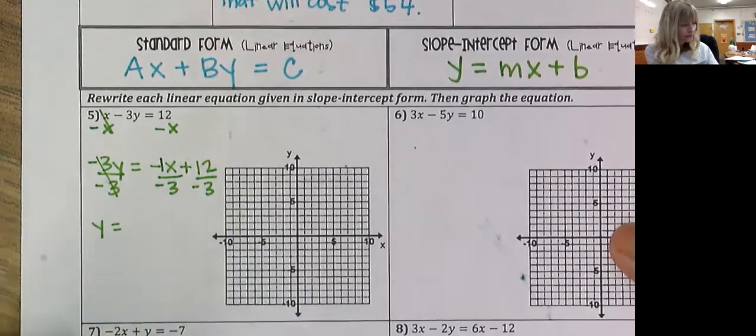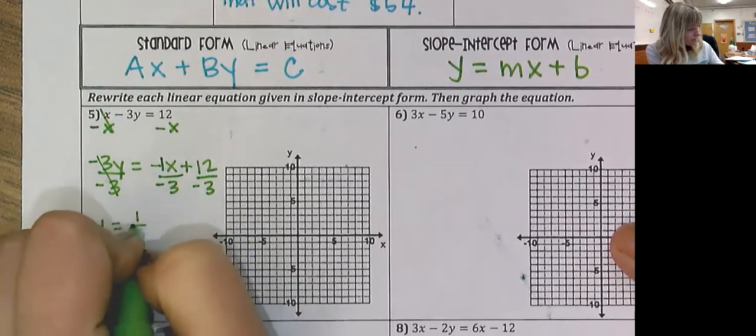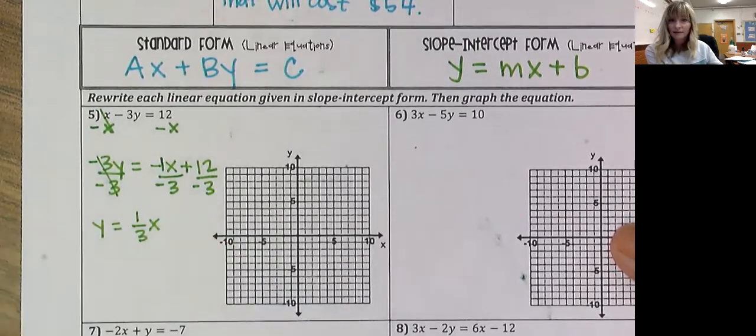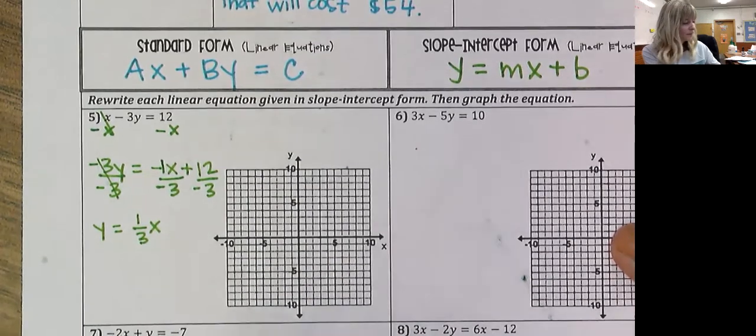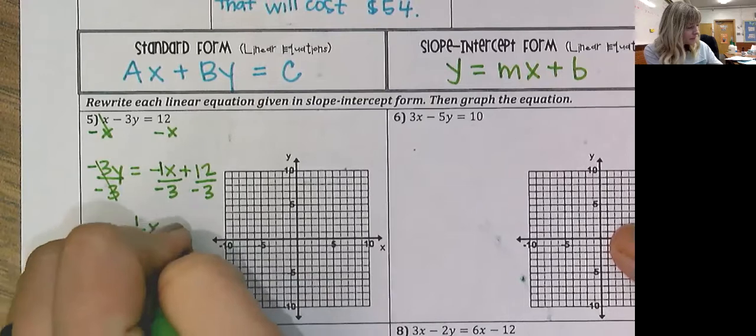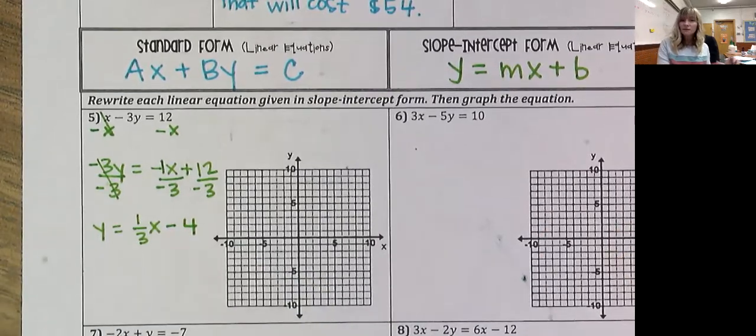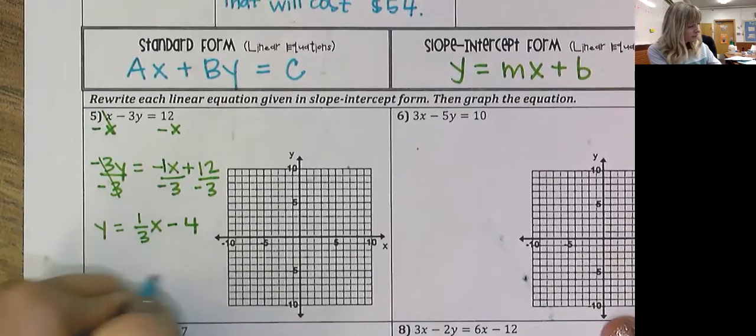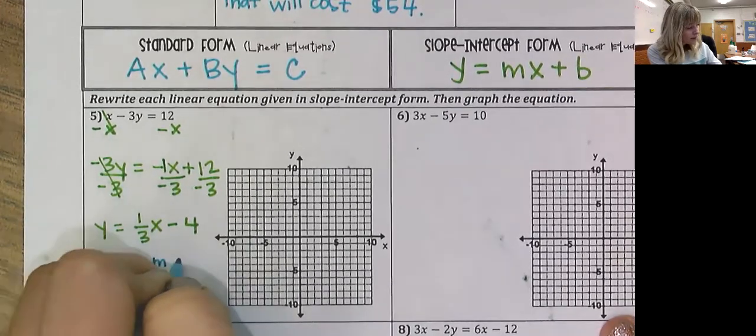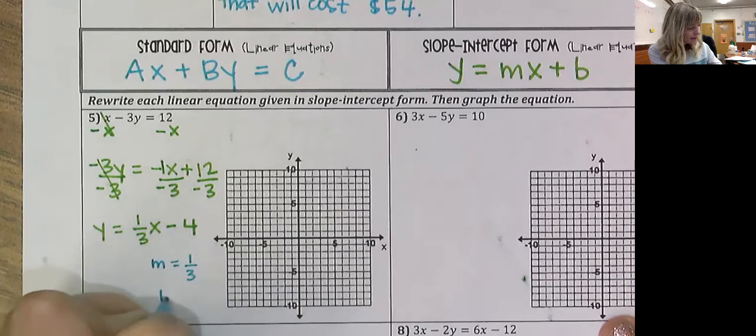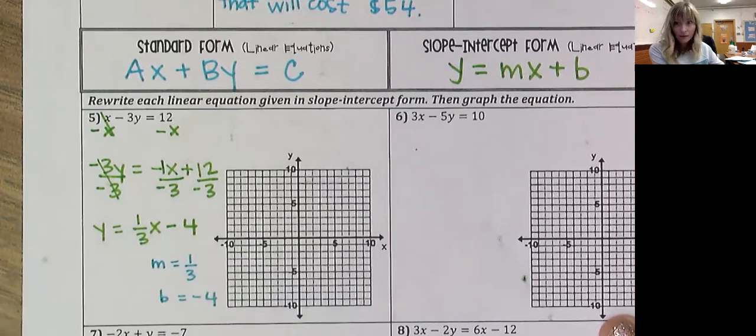Be really careful right here. I really have positive 1/3 x. Not 3, not negative 3, not negative 1/3, positive 1/3 x. And then 12 divided by negative 3 is negative 4. Okay, I solved it for y. Now this is totally graphable because now I have m and I have b, and I'm ready to graph this.